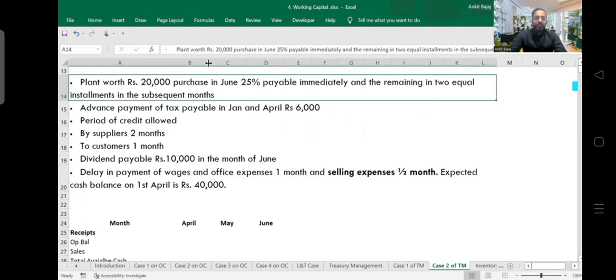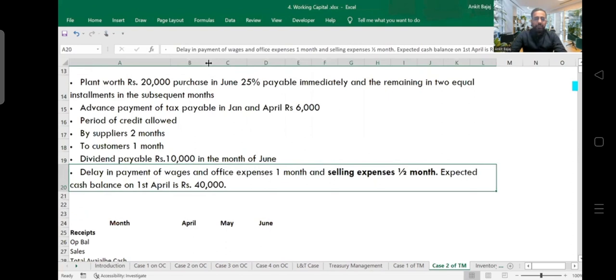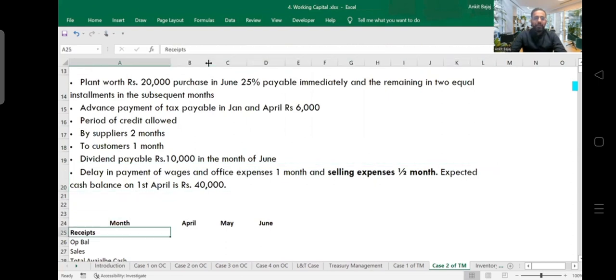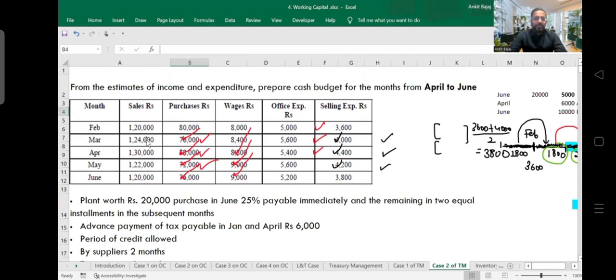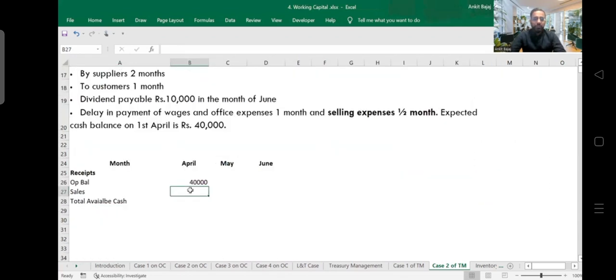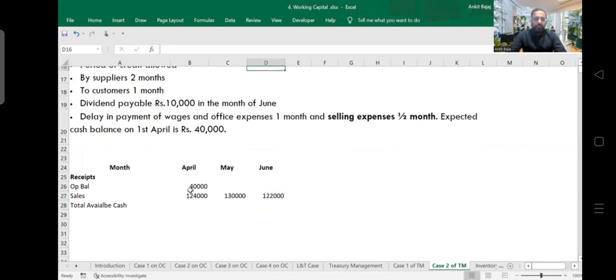So what is the opening balance of cash for 1st April? Here it is 40,000 rupees. Now, what cash will you be receiving for the sales? Here, to customers you have 1 month credit. So it is going to be 124, 130 and 122. I think I have written the correct values: 124,000, 130,000 and 122,000.